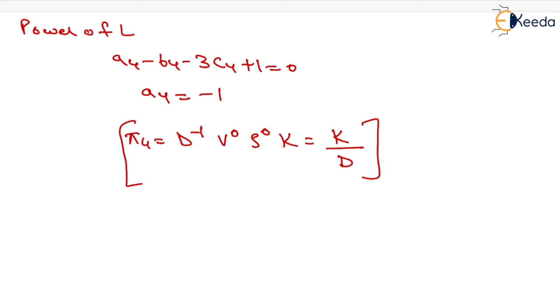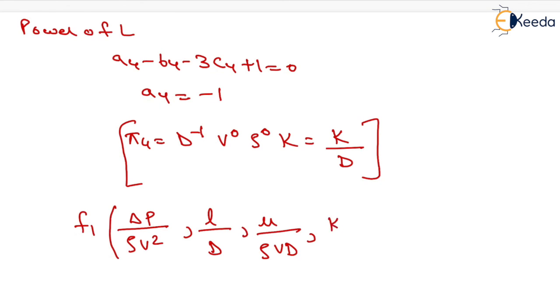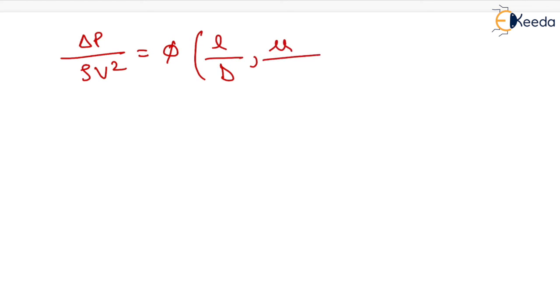Now substituting the values of pi1, pi2, pi3 and pi4 in the parent equation, we will have f1, a function of delta p upon rho v square, L by d, mu upon rho v d, and k upon d, equal to 0. Now delta p upon rho v square will be equal to phi, which is a function of L by d, mu upon rho v d and k by d. That is the complete solution for this numerical.